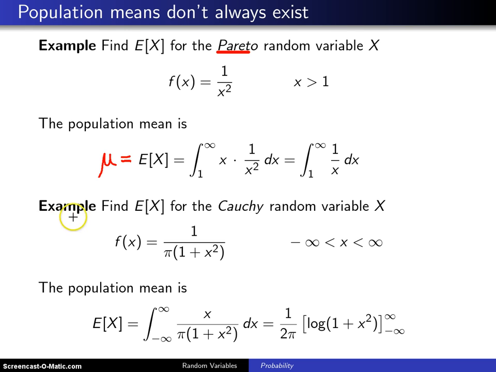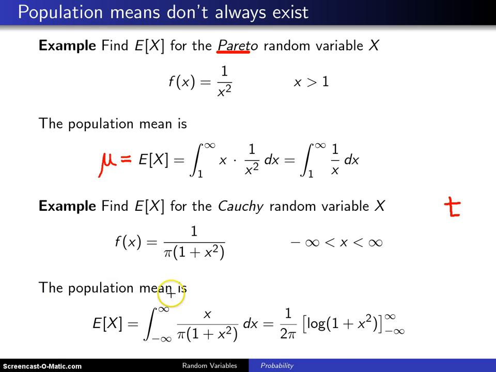As a second example, consider finding the expected value of x for the Cauchy distribution. And here is the Cauchy distribution. This one goes from minus infinity to infinity, and the probability density function is 1 over pi times 1 plus x squared. The Cauchy distribution happens to be a special case of the t distribution, sometimes called the student t distribution, with 1 degree of freedom, and we will see that distribution later in the course.